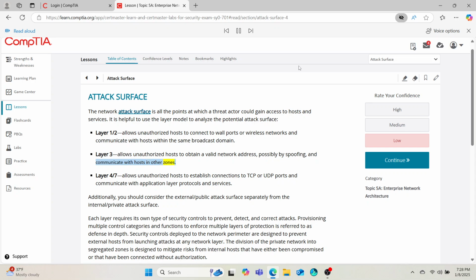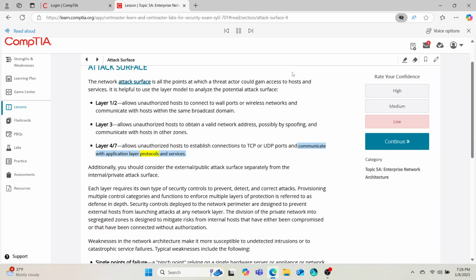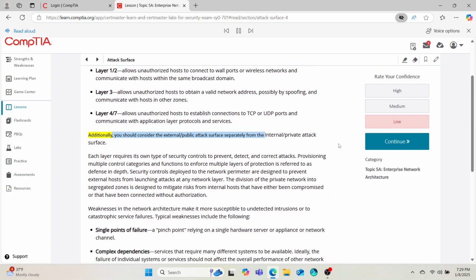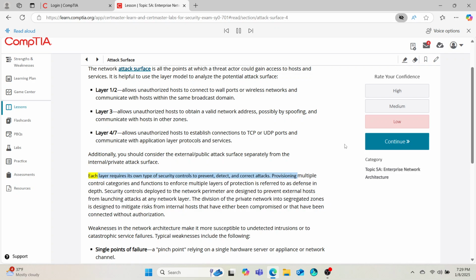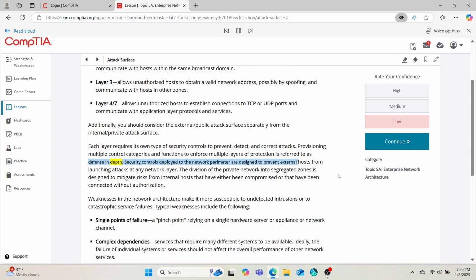Layer 4-7 allows unauthorized hosts to establish connections to TCP or UDP ports and communicate with application layer protocols and services. Additionally, you should consider the external/public attack surface separately from the internal/private attack surface. Each layer requires its own type of security controls to prevent, detect, and correct attacks. Provisioning multiple control categories and functions to enforce multiple layers of protection is referred to as defense in depth.